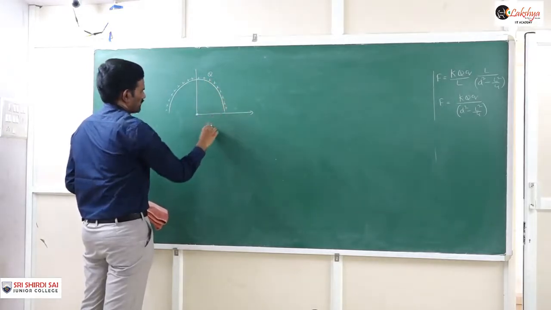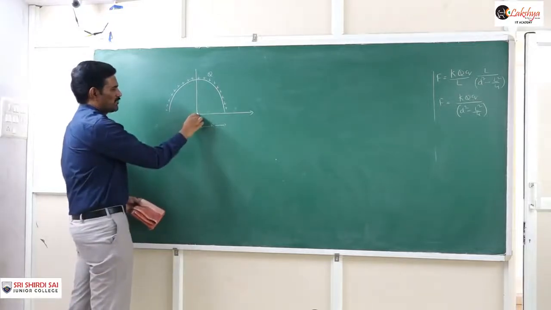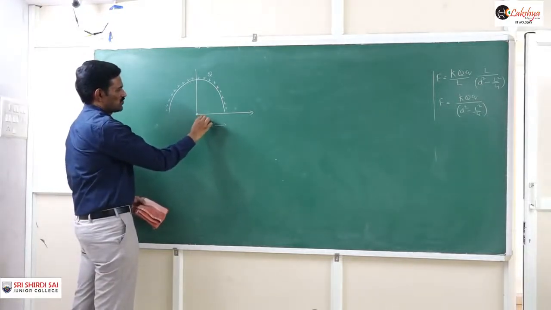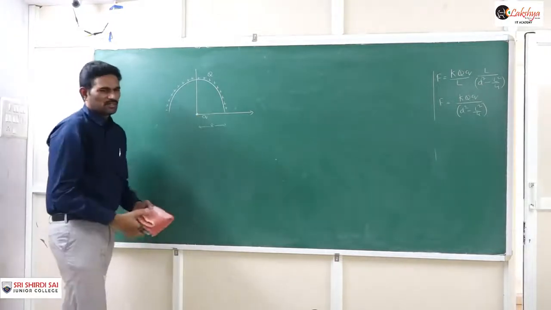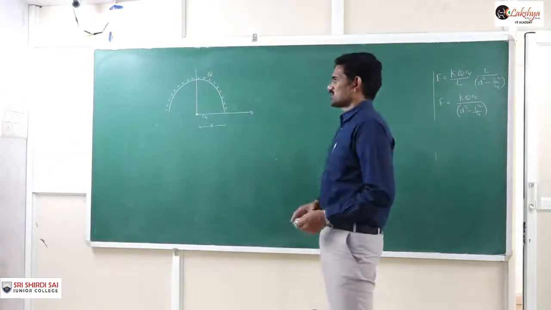And this is of radius R. The radius of the semicircular ring is R. Now here I am placing another charge. A point charge Q is placed at this point, at the center. Now we need to find the force of interaction between them.